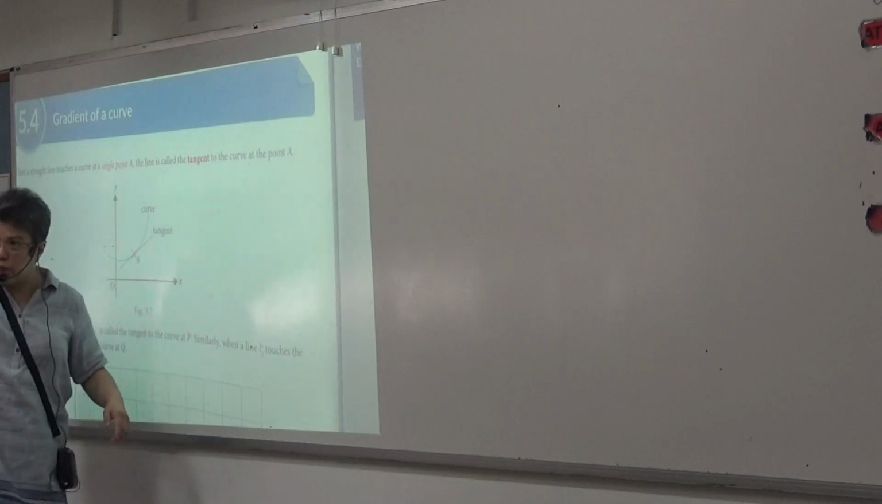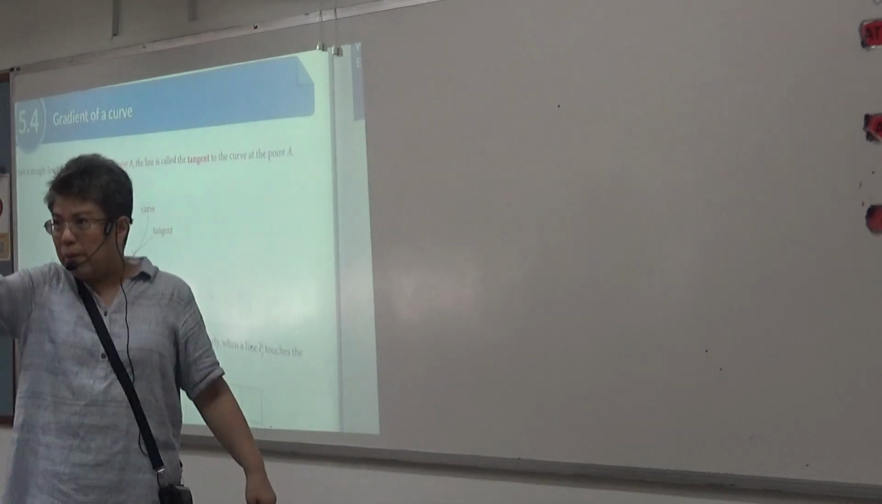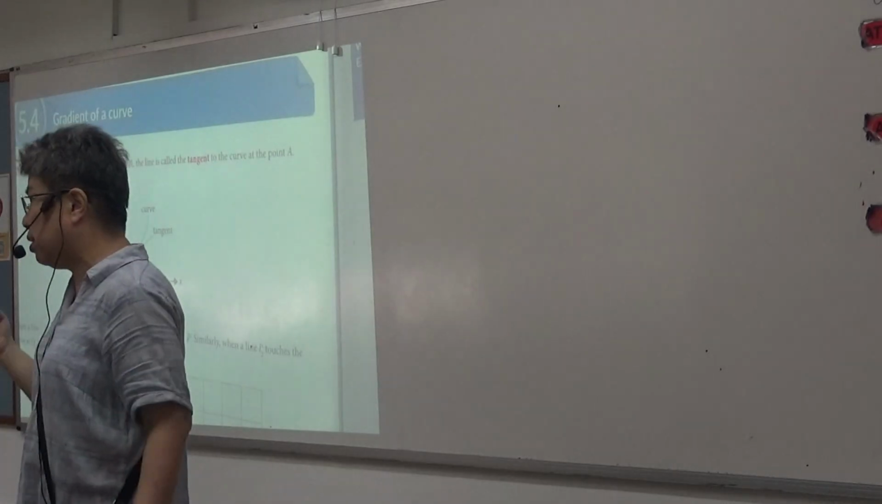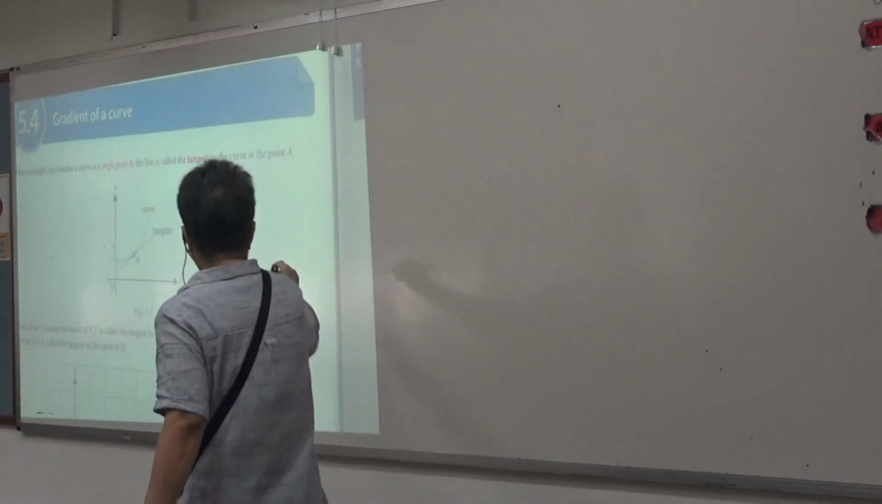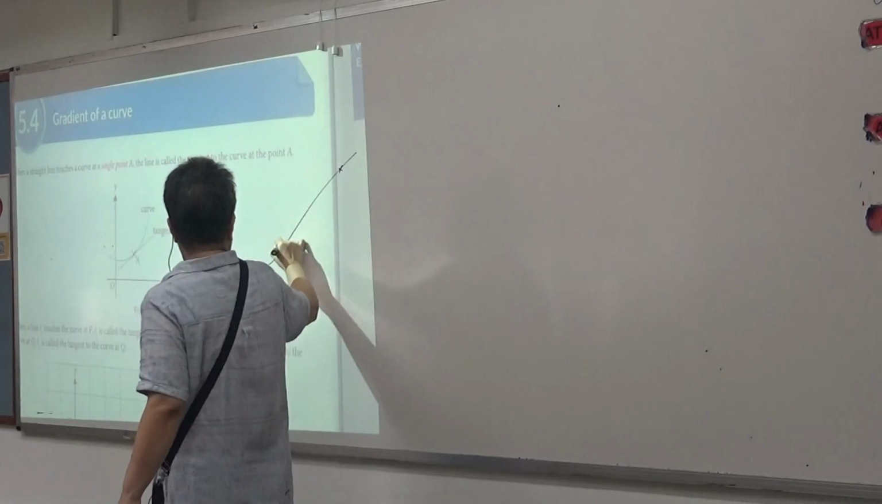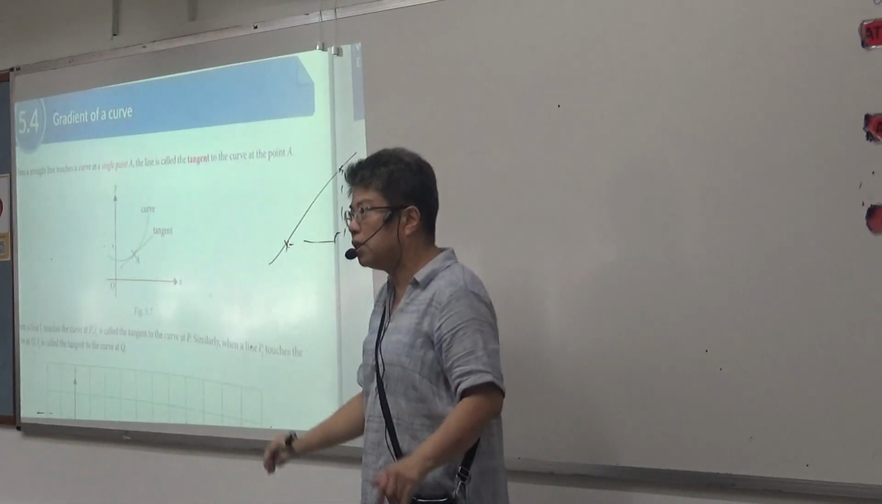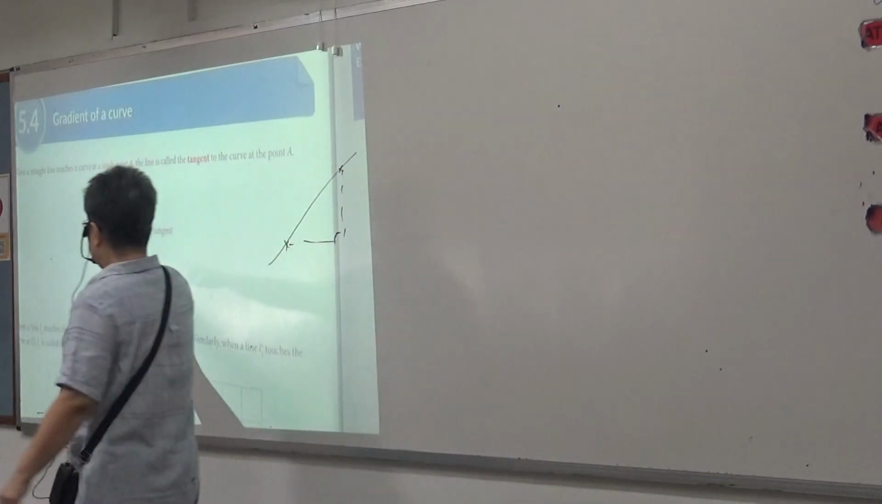Now how to find the gradient of the curve at this point? Now the curve changes. Correct. That means the gradient also changes. There's no one specific gradient. Because for a straight line, it's constant. Therefore, I have a constant gradient. But this one, at this point, is like that.